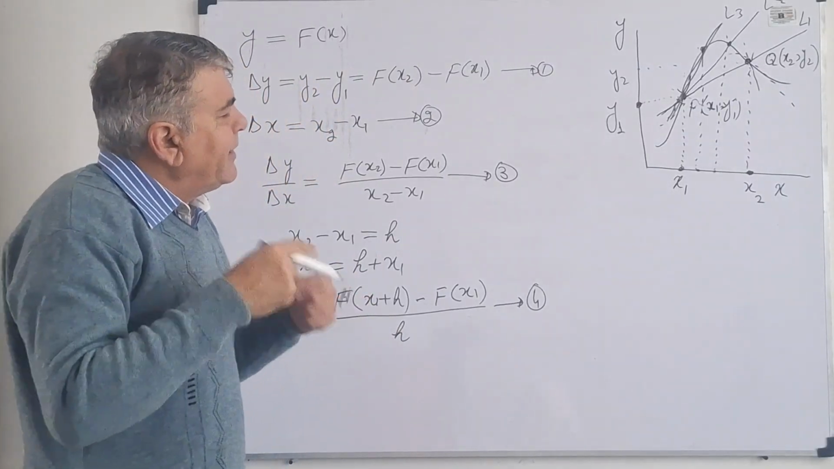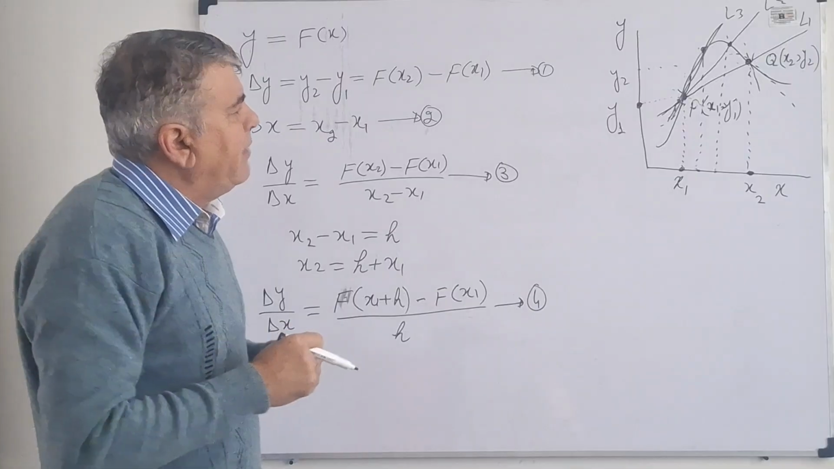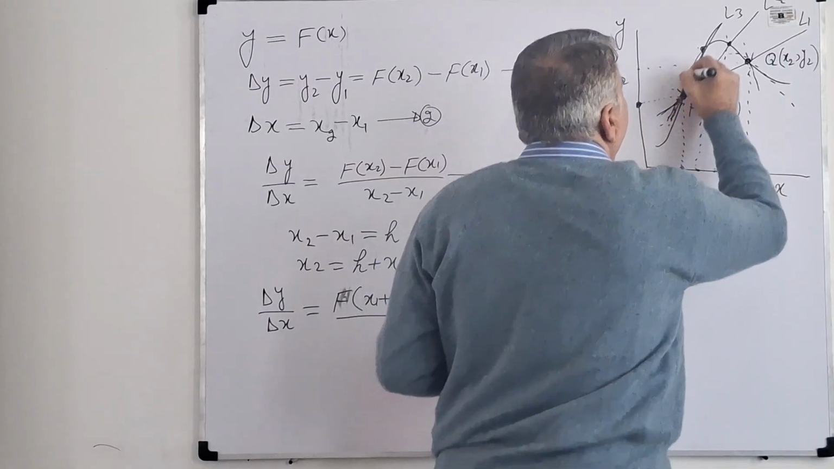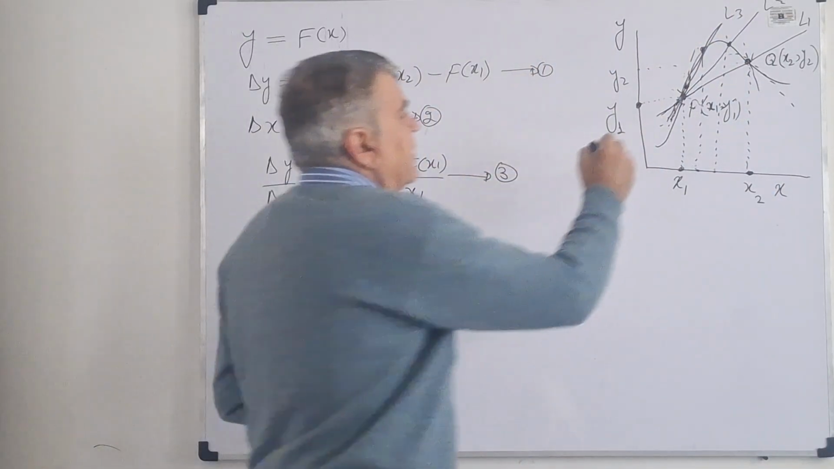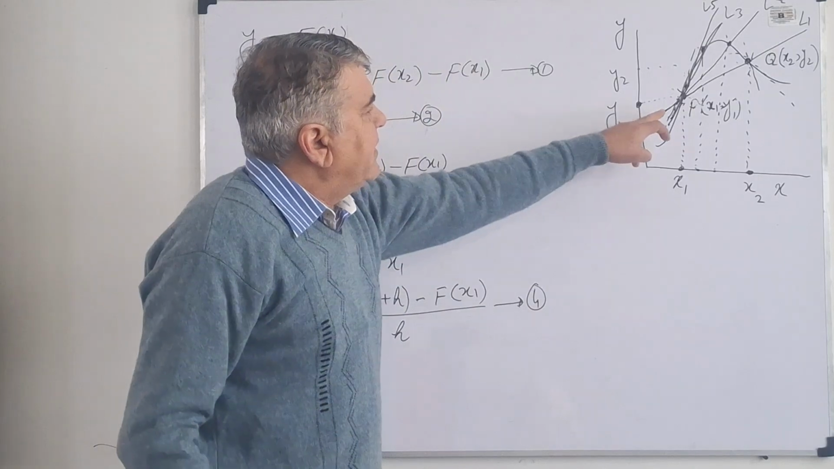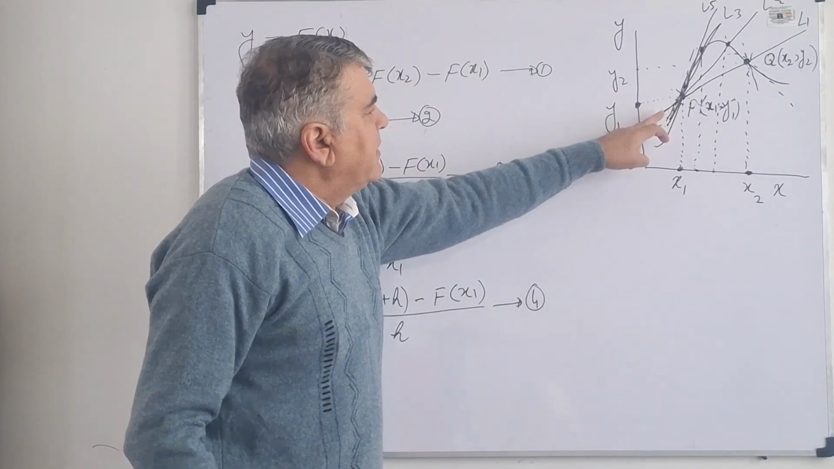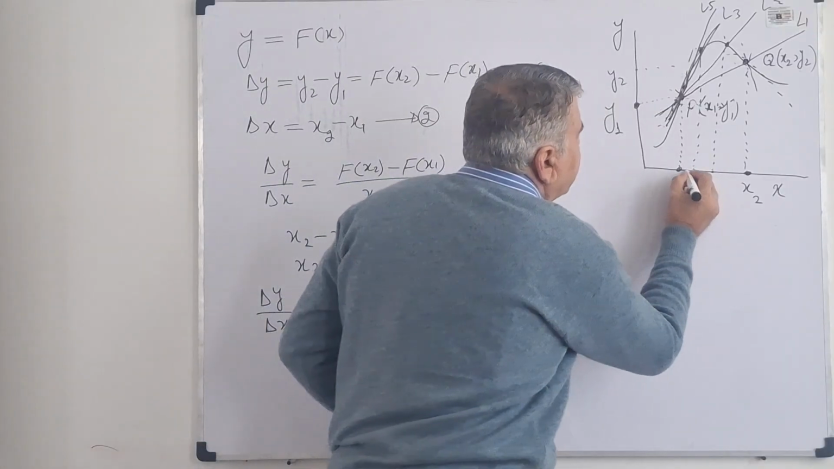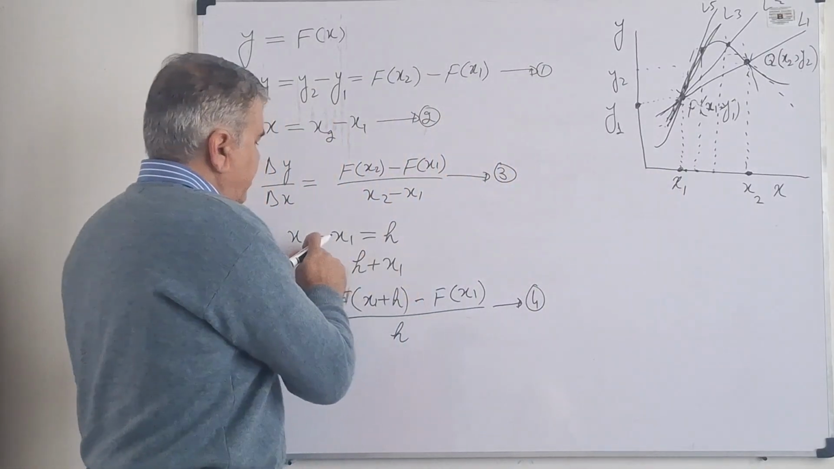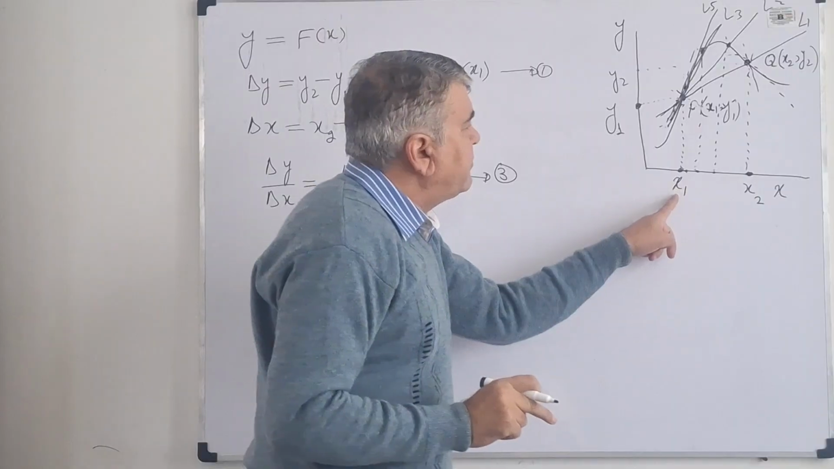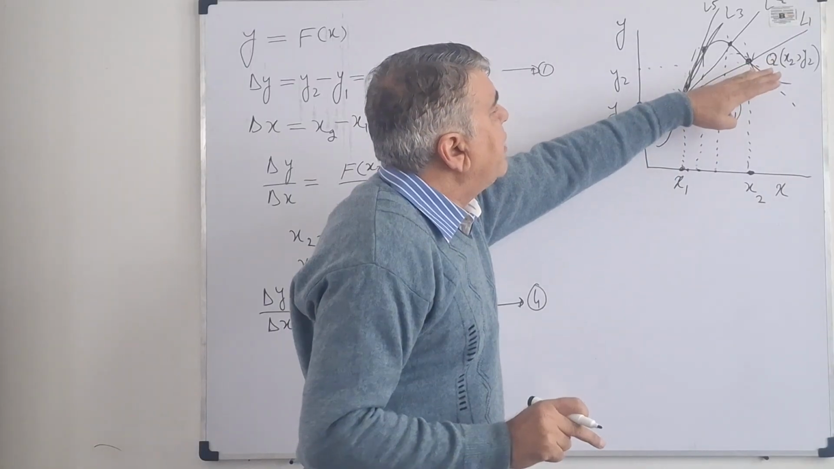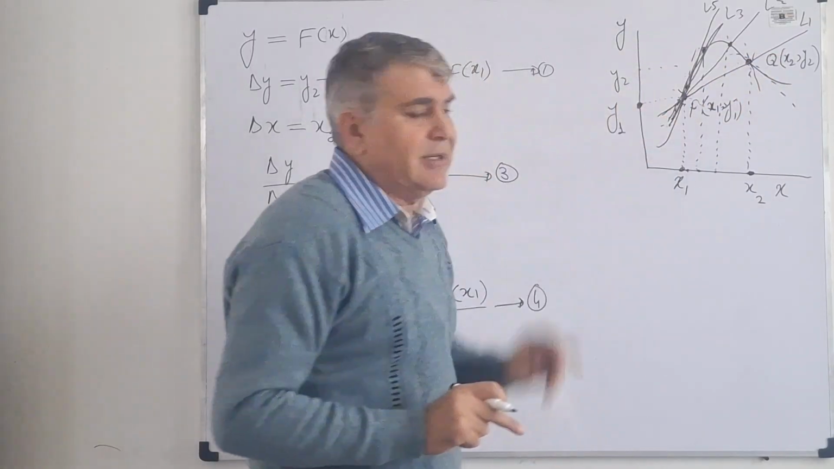So if I keep on going and reducing the value of h, what will happen? I will finally reach to a point very, very closer to P, and that would be a line like this, L5. L5 is no more a secant line. If I keep on getting closer and closer to x1, that means I'm reducing the value of h. So if h is very, very small, we are moving over the curve, or we are shifting from a secant line to a tangent line.